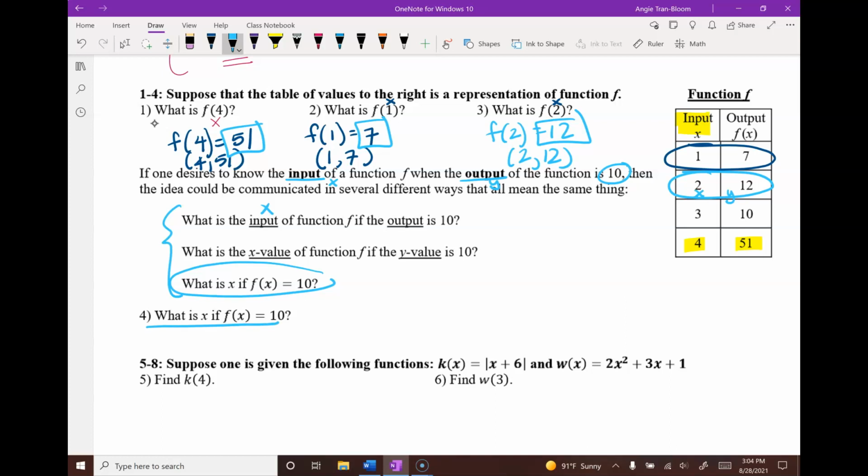What is x if f of x equals 10? So we're looking for x when y is known as 10. Well, we can go back to our chart again. This is when y is 10. So when y is 10, x is going to be 3. Sometimes we write this as an ordered pair, (3, 10). So the final answer here is x equals 3.